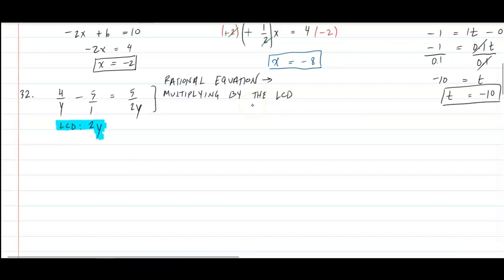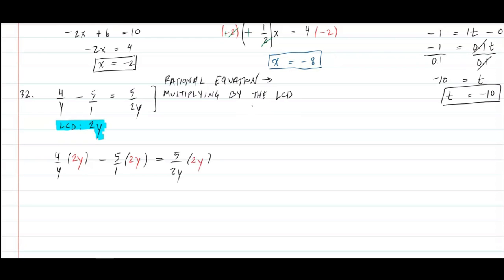You're going to take 4 over y, and you're going to multiply that by 2y, like that. Then you're going to take the next fraction, which is 5 over 1. And I'm purposefully emphasizing that by making it 5 over 1, otherwise, everybody knows that that's really a 5. And I'm going to multiply that by 2y. And finally, on the right side, I've got 5 over 2y. I'm going to multiply that one as well by 2y.